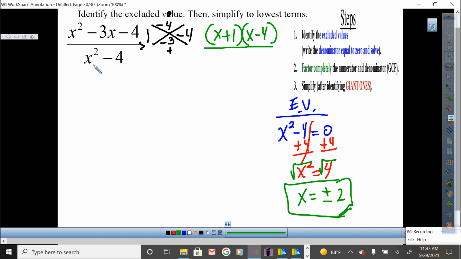Now look at this one. This is difference of squares. Tell your neighbor the factors of that one. What are they? X plus 2 and x minus 2. Okay. Are there any giant ones? No. So then we're done up to right there.